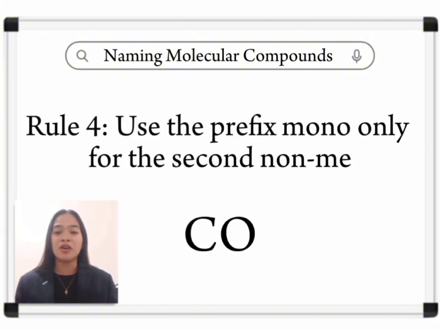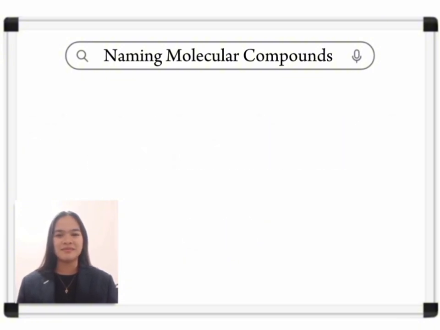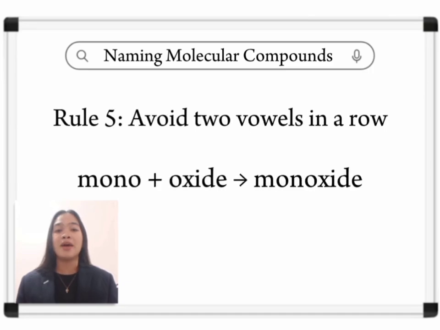The prefix mono is not used for the first element because one atom is already implied. However, mono is used for the second element to avoid ambiguity, as seen in carbon monoxide. When a prefix ends in a vowel and the element name begins with a vowel, one vowel is dropped to make the name easier to pronounce. That is why we write monoxide, not monooxide.